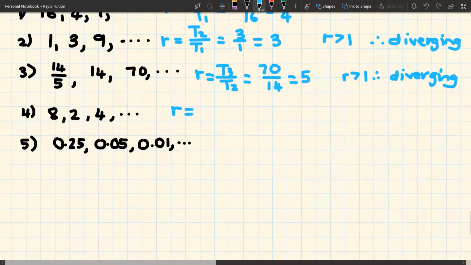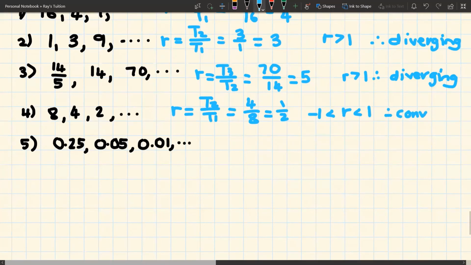So the ratio is T2 divided by T1, which is 8 divided by 2, which is 4. These two terms have actually been swapped around. Sorry, I've written those two the wrong way around. It should be 4 and then 2. So then what we have is 4 divided by 8, which is a half. So our ratio is between -1 and 1. So this one here is converging.